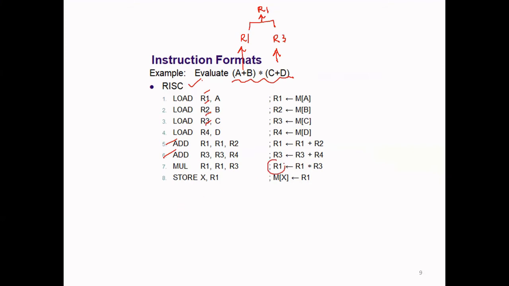Now from R1 the total result is available. So store X comma R1. That means R1 to X location. This is the memory of X. In the memory it is stored. This is the load and store architecture, which is a RISC processor, reduced instruction set computer.